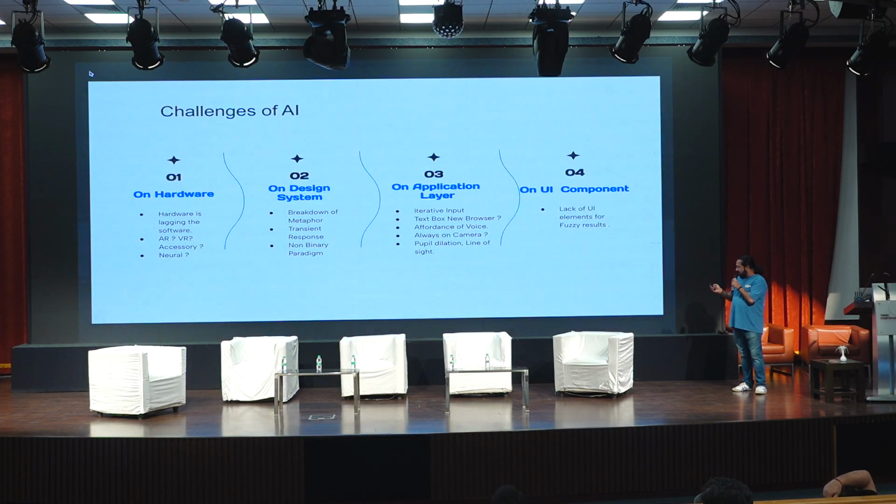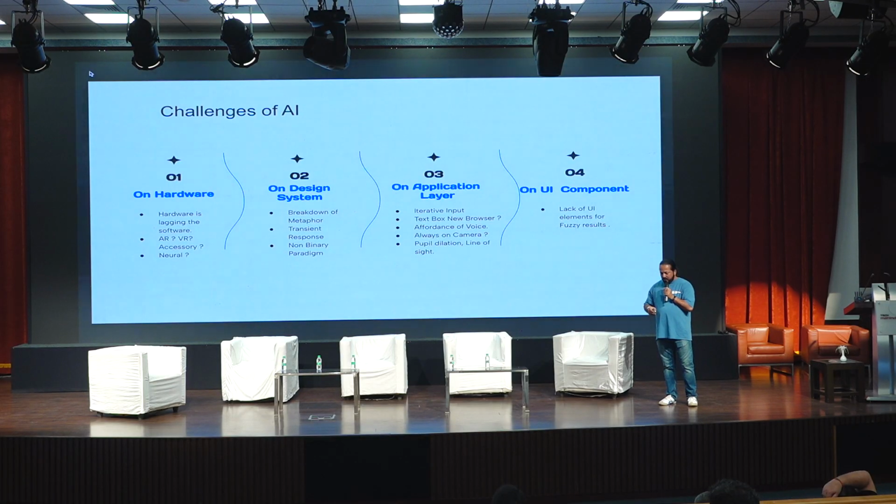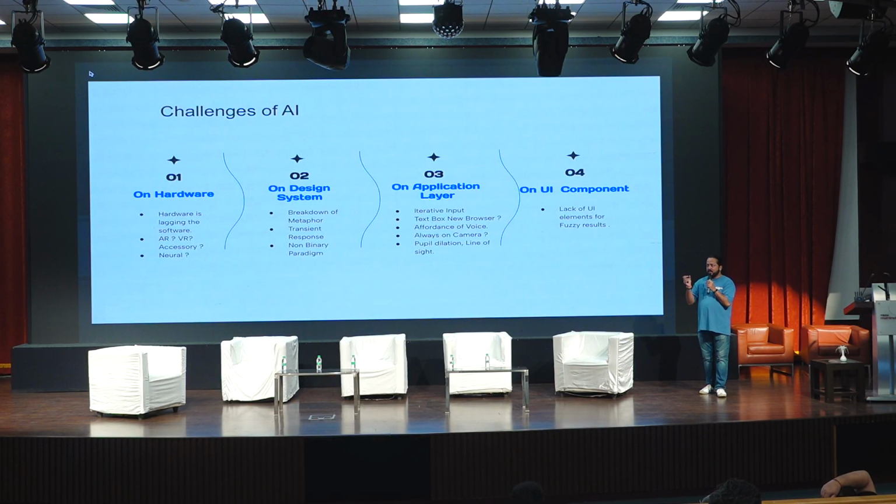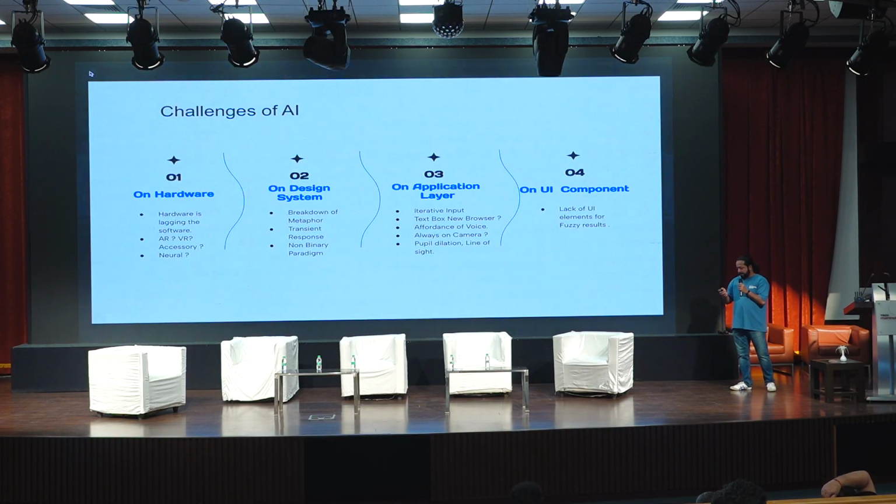And the fourth and last is essentially about UI components. All our UI components, from radio button to checkbox to drop down to text box, everything is made for a binary world. There is only ones and zeros, stored as a numeral. There is no UI component we know which is dealing with a continuum, which is dealing with fuzzy logic. So we need to rethink that.